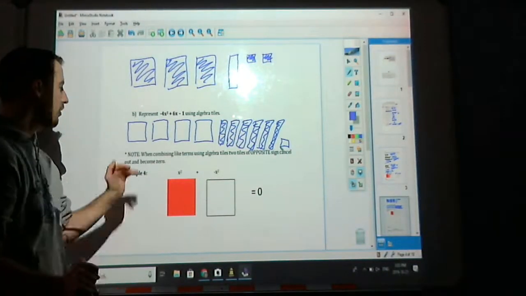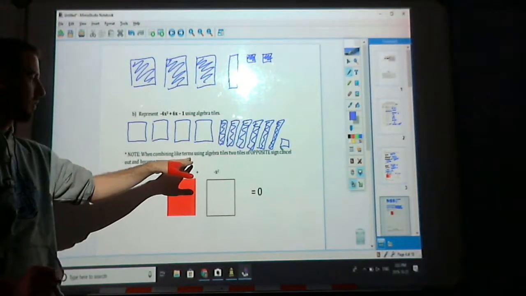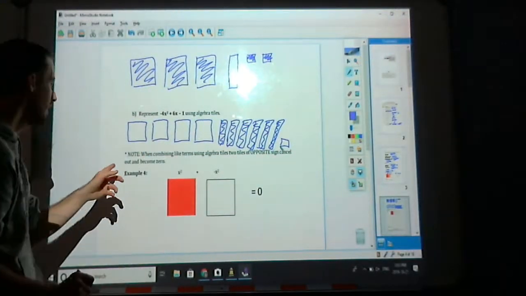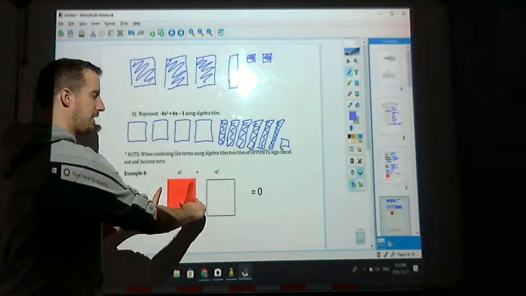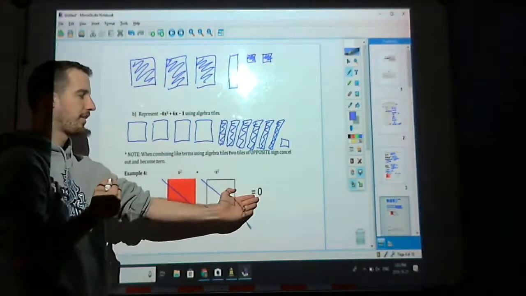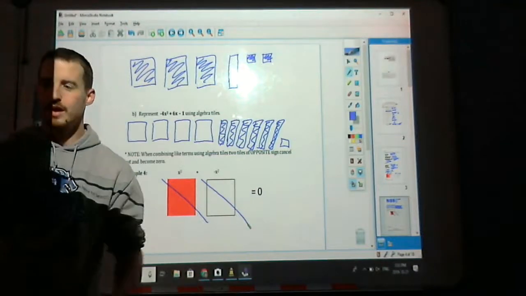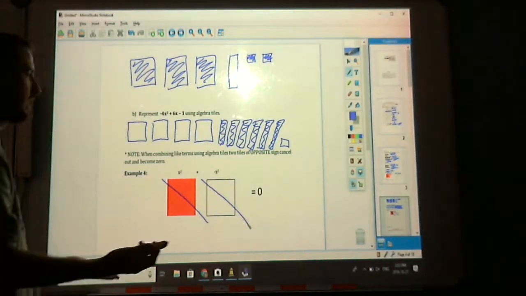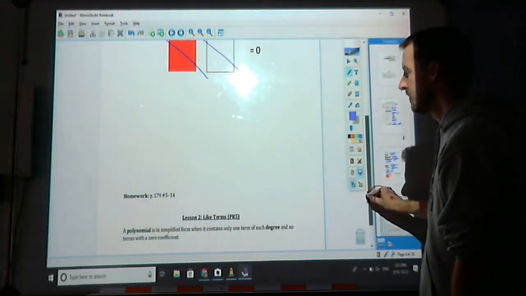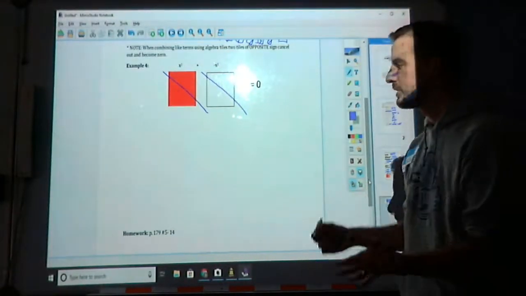Note that when combining like terms using algebra tiles, 2 tiles of the opposite sign cancel out and become 0. So here we had a positive and a negative, so they cancel out, and we're left with 0 or nothing. We're going to use that to help us answer the last part of this first lesson. Actually, I lied, but I'm going to show you one more example.